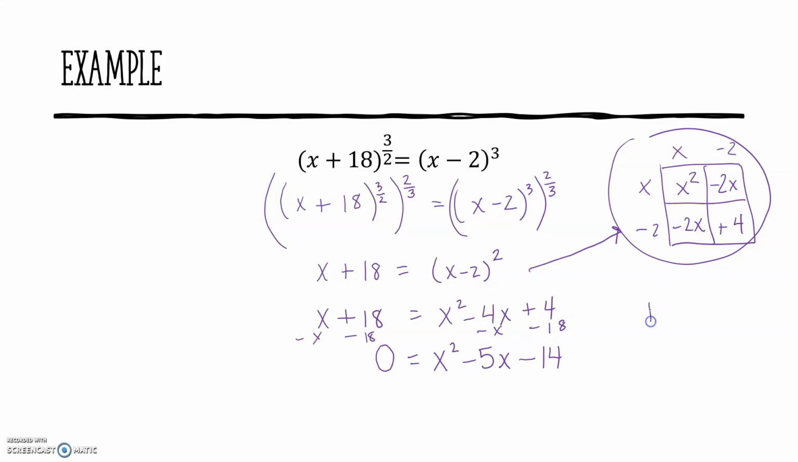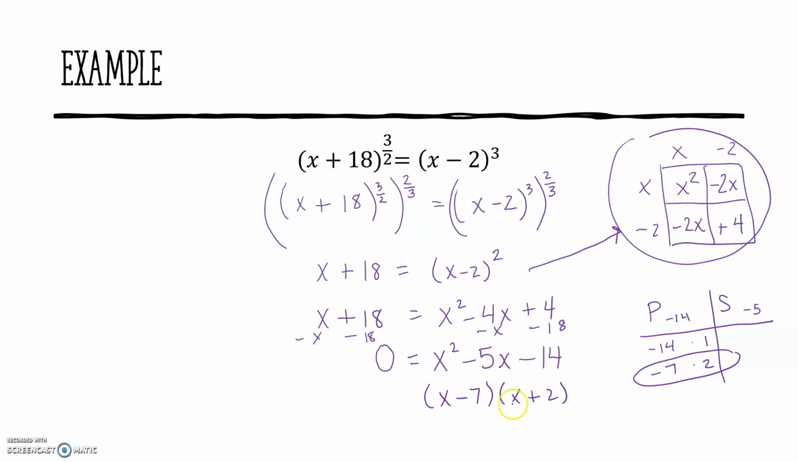Now I'm doing a product sum. The product is -14. The sum is -5. So I'm thinking of things that multiply to be 14, like -14 and 1, or -7 and 2. Oh, that's going to work. So I write this as x minus 7 and x plus 2. That means that my two solutions are x equals 7 or x equals -2.